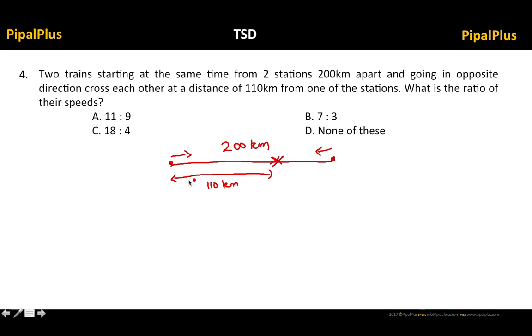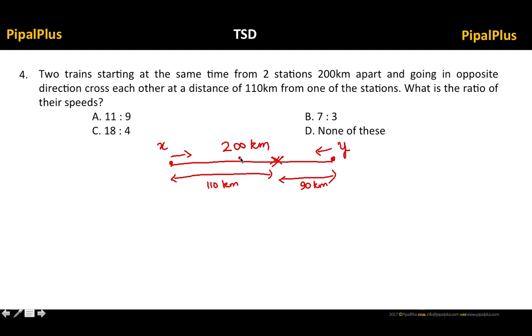And look at the distances that both these trains have covered. If this train has covered 110 kilometers, then out of the total, the other train has covered 200 minus 110, which is 90 kilometers, right? So we come back to the situation where the time taken by the two moving bodies is the same, right? Only thing is, we know that this moving object has covered 110 kilometers, and this moving object has covered 90 kilometers. So let's assume that the speed of this train is x and the speed of this train is y, right?